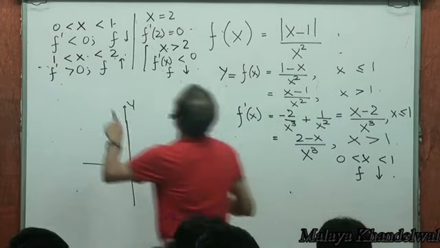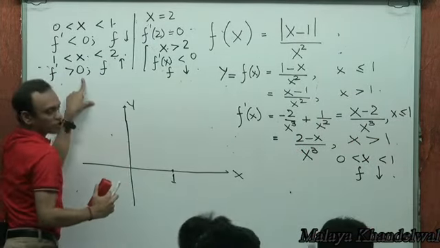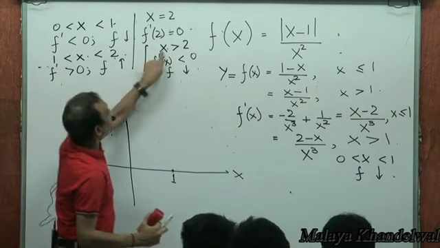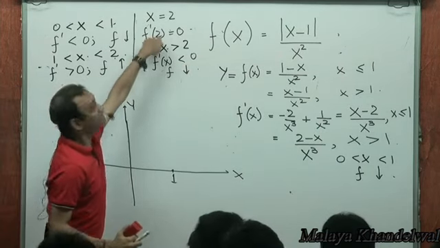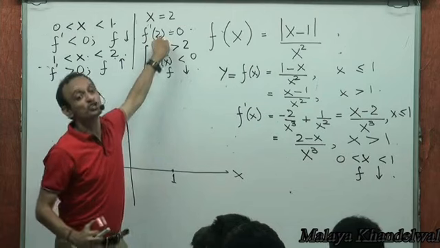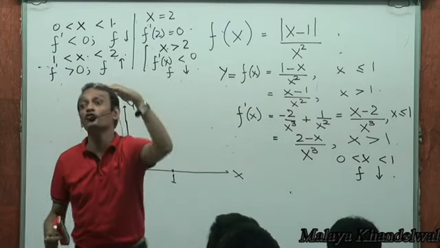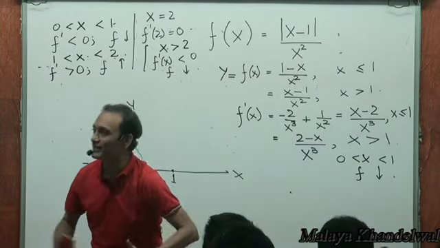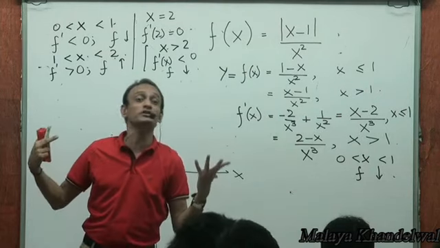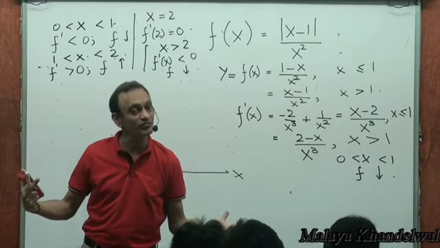Therefore, to the left of 2, f dashed is positive. To the right of 2, f dashed is negative. At x equal to 2, f dashed is 0. X equal to 2 must therefore be a local maximum. At x equal to 2, there must be a local maximum of the function, right?